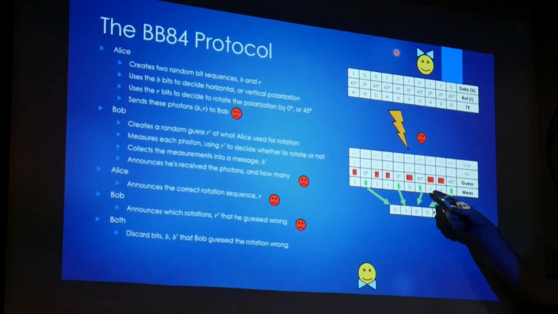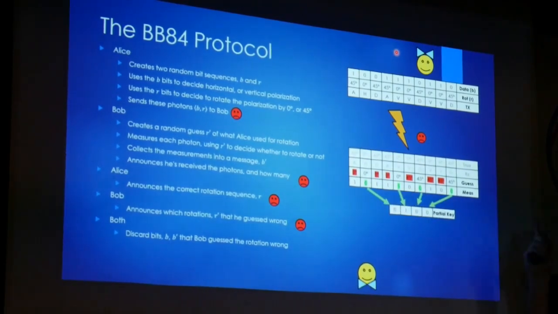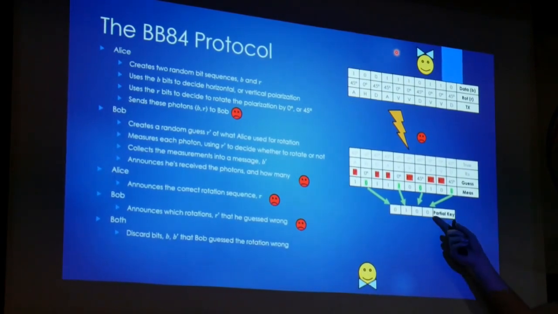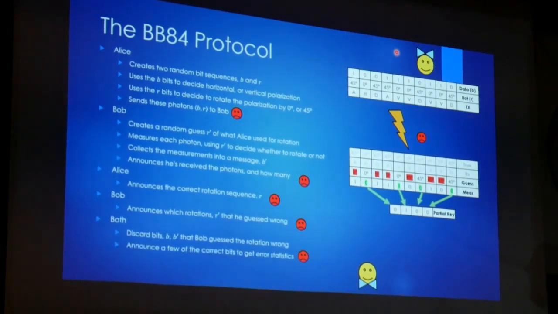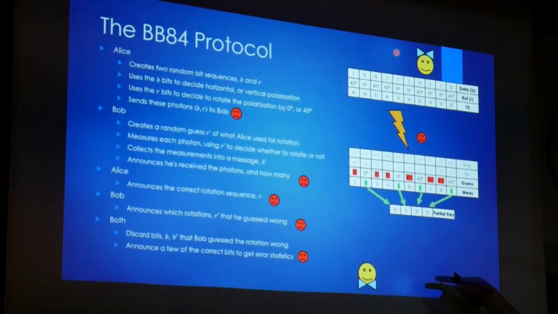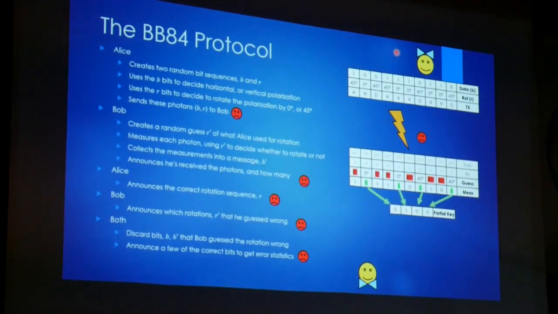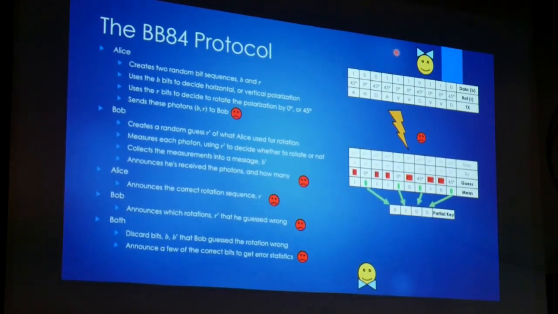We can take this and move this into a partial key. We're almost there. We've almost got an encryption key. And what we're going to do is we'll take the ones that worked, which is about half of them, and we're going to take a few more of them, and Bob is going to say, or Alice and Bob, doesn't really matter who says, we're going to say some of these I'm just going to use to see whether or not the quantum channel is too dirty to do anything with. And there'll be a reason for that in just a second.